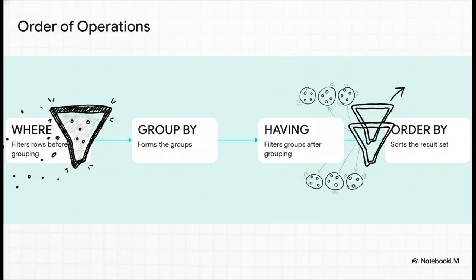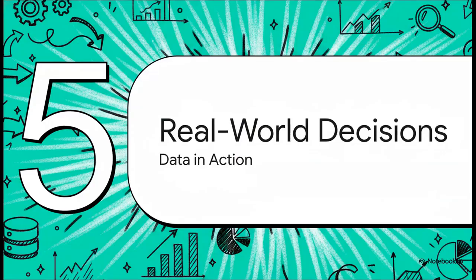Think of this sequence as your mental cheat sheet. It draws a very hard line between filtering raw individual rows with where and filtering your newly grouped summaries with having. Next up, Section 5, Real-World Data Decisions.